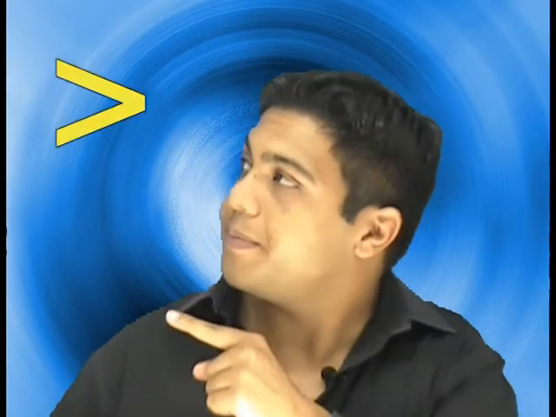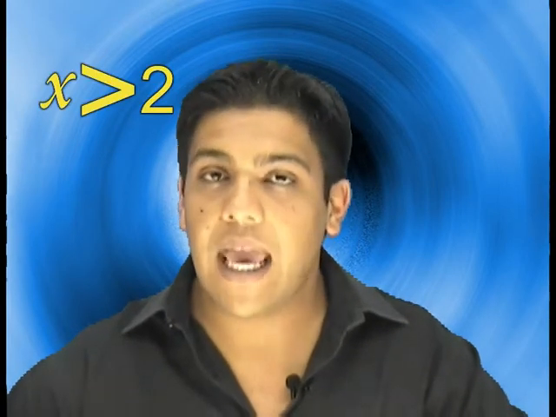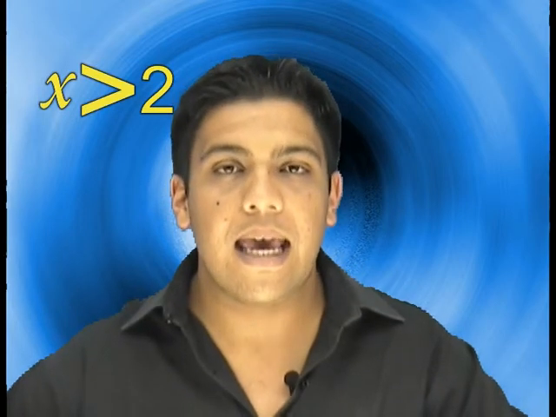The first expression is this one over here. This means that the left-hand side is greater than the right-hand side. If I say for instance, x is greater than 2, it means that x can have any value bigger than 2. X can be equal to 2.1, it can be equal to 3, 4, 5, 10, anything greater than 2.